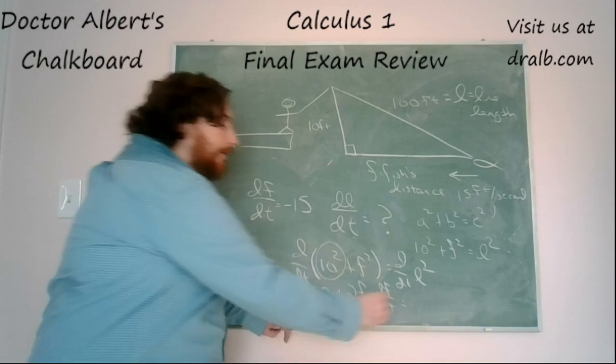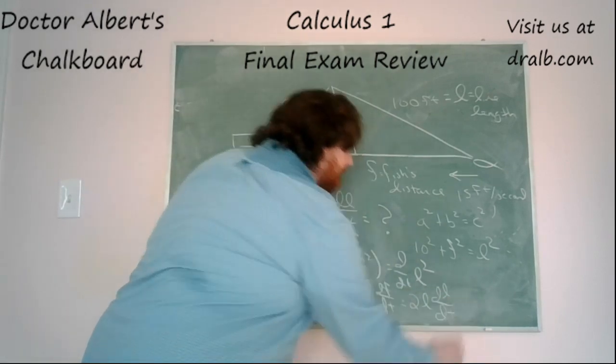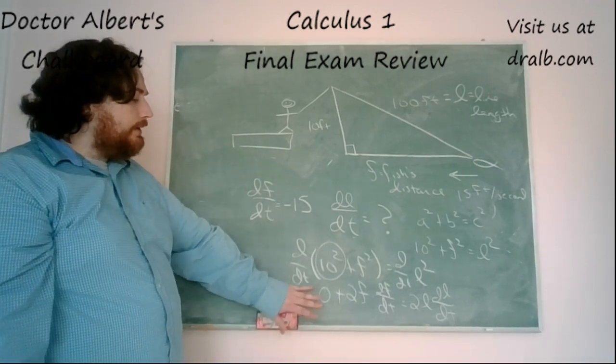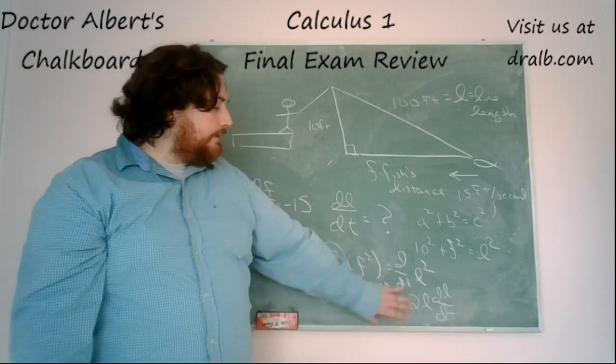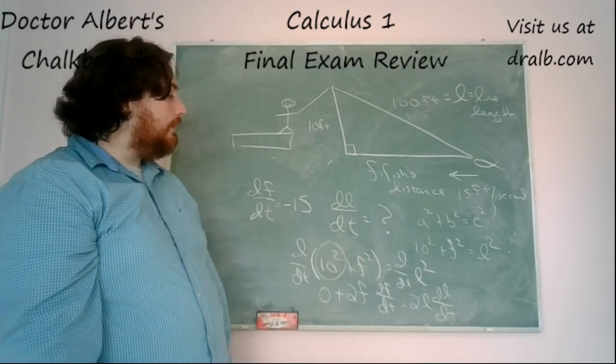And if we do the same thing over here, we get 2L dL/dt. So what we get is, using the Pythagorean Theorem, we implicitly differentiate and we get 2F dF/dt is 2L dL/dt. All right, we're getting there.